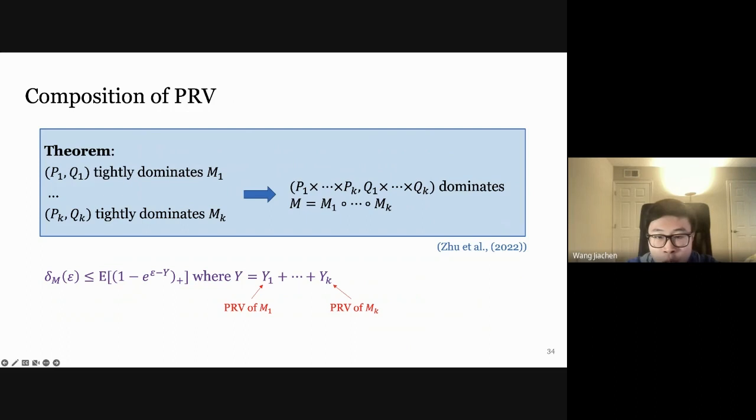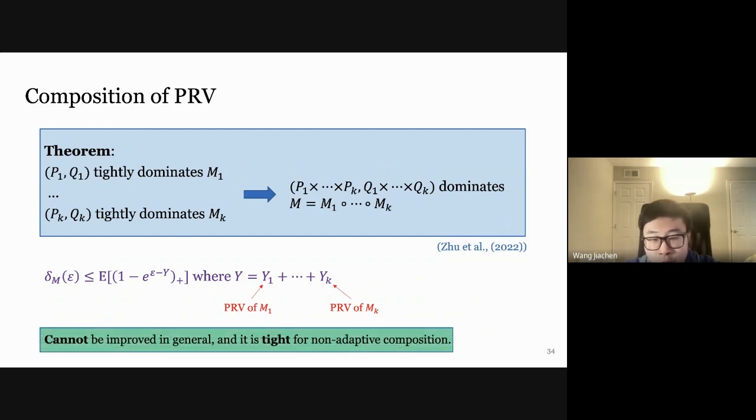So suppose that we know the tightly dominating pair for each of the mechanisms M1 to MK, say P1, Q1 to PK, QK. It has been proved that this product distribution dominates the composed mechanism. Note that it does not necessarily tightly dominate the composed mechanism. So what it says is that the privacy curve for the composed mechanism M can be upper bounded by this expectation in terms of the privacy loss variable, where we can easily show that the privacy loss variable for the composed mechanism is just the sum of the privacy loss variables for each individual mechanism. So this gives us a very good upper bound for the privacy curve of the composed mechanism.